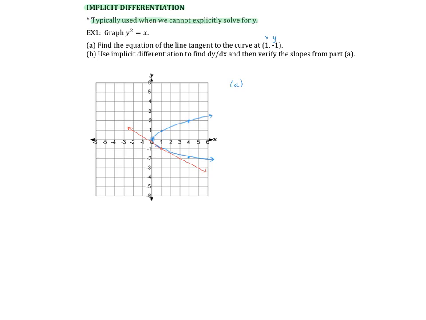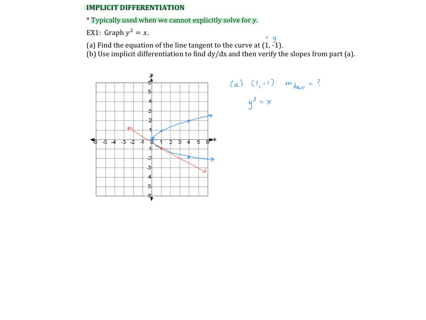Well, I do have a point, right? I have the point 1, -1. So what I need to find is the slope of the tangent line, which means I have to find the derivative of this function. Only I have a problem, because this is not y equal to something. This is y squared equal to x. So in order to find the derivative, I'm going to need to break up my graph into two pieces.